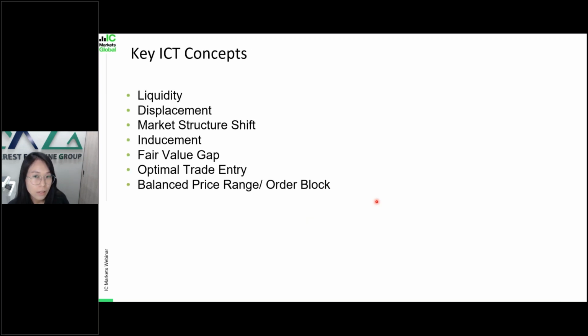And here are the concepts. One of the most important concepts will be liquidity. We also have displacement, market structure shift, inducement, fair value gap, optimal trade entry, balance range, and also order block.